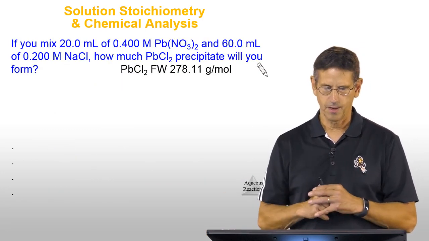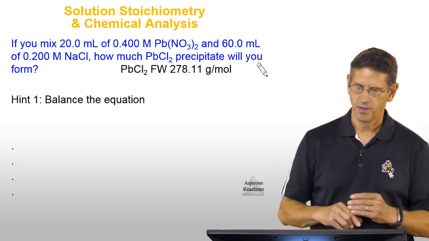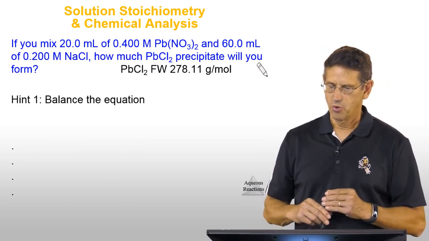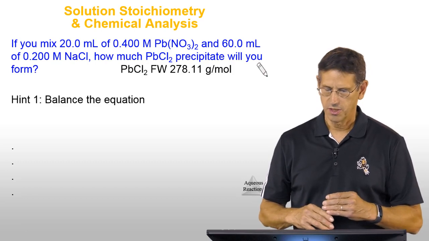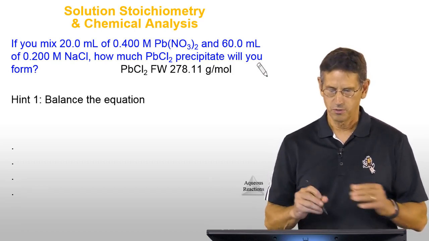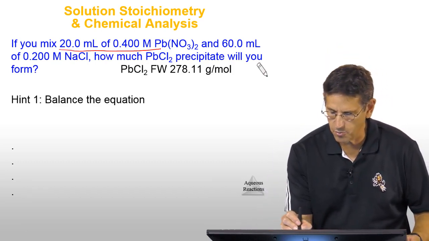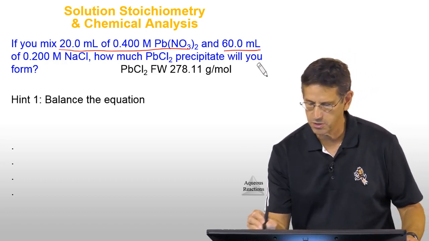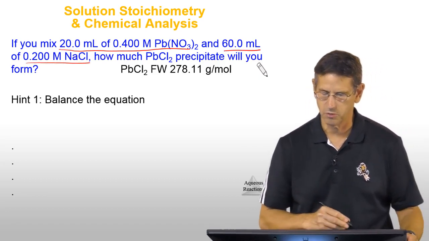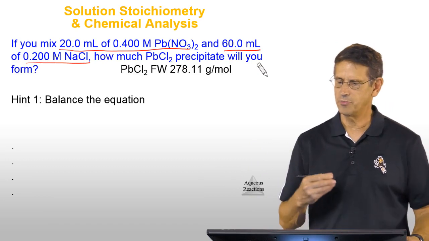Another one. This is going to be a little bit more difficult. If you mix 20 mL of a 0.4 molar lead nitrate solution and 60 mL of a 0.2 molar sodium chloride solution, how much lead chloride precipitate will you get?